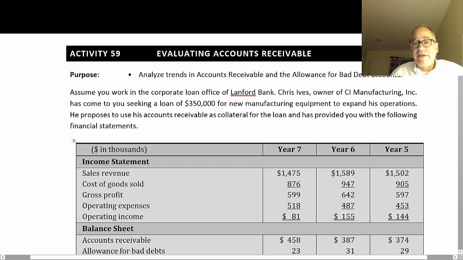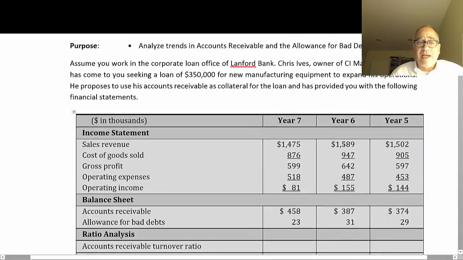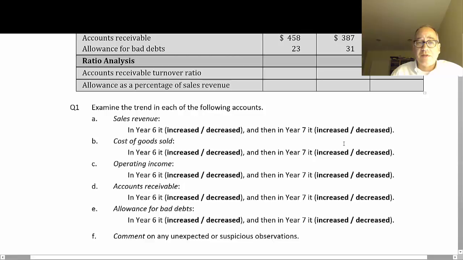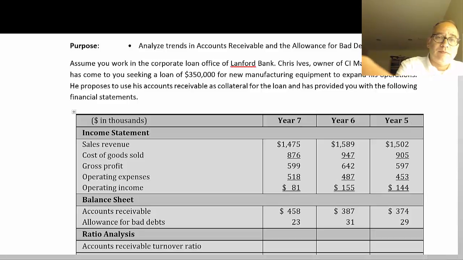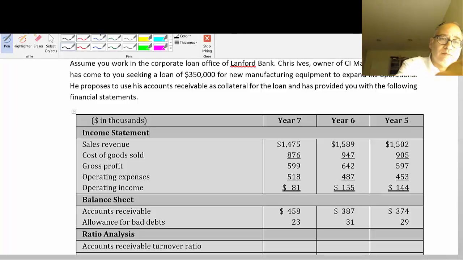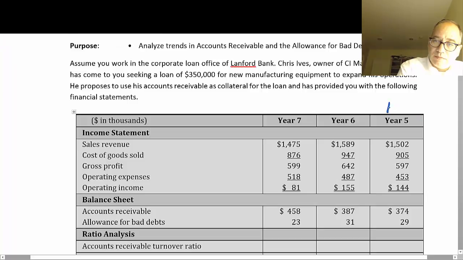For activity 59, I'd like you to first try out the activity. It's fairly self-explanatory. And just a little hint here, you'll need to do trend analysis again. So what you would do is, let's say that year 5, for example, would be your base. And if you were to do a trend analysis on sales revenue, you would have 100 here. And for year 7, you would have 98.